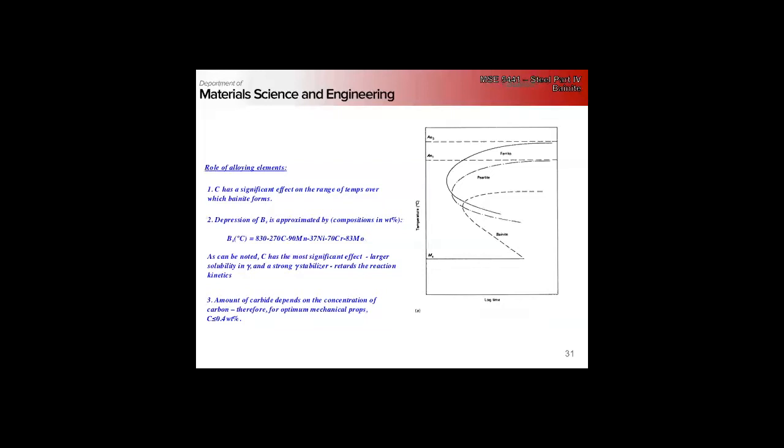And the amount of carbide that you're going to form, you have to balance by the amount of carbon, right? So the amount of carbide depends on the concentration of carbon. So we can't raise this up too much, right? Because we don't want to destroy our other properties, mostly toughness, right? So we have an optimal carbon concentration of about 0.4%.